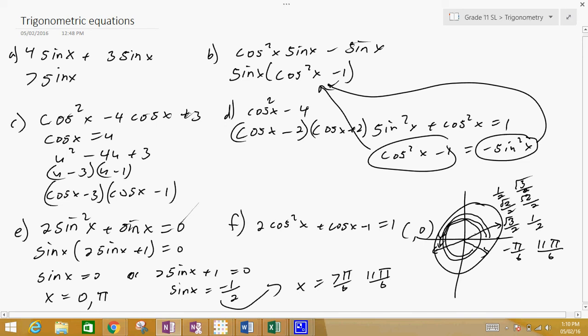Usually IB says it's between negative pi and pi, or 0 and 2 pi, and therefore your answer has to reflect that.